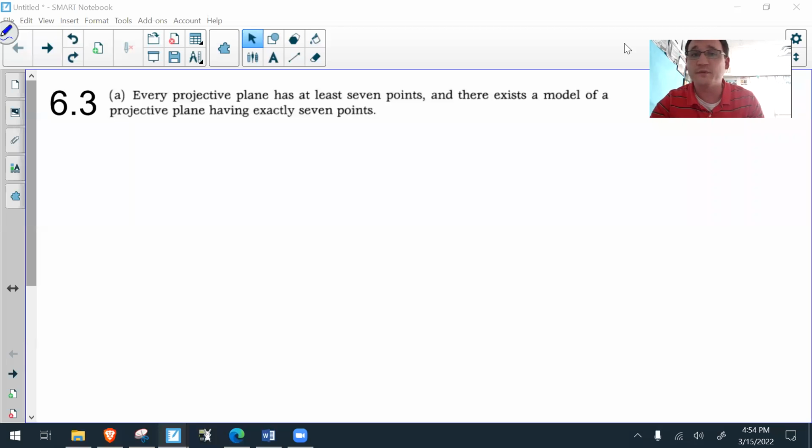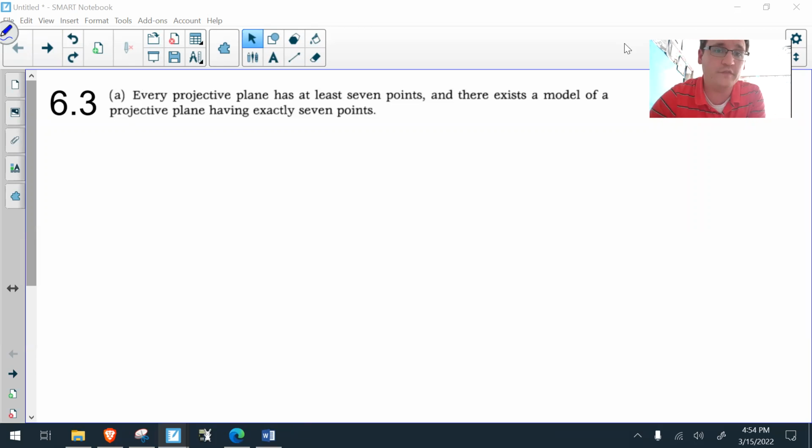Okay, here we go. This is going to be exercise 6.3. I believe this came off of homework number 2 when we were working with the projective plane. This is going to be part A. I'm going to skip parts B and C for the interest of time.